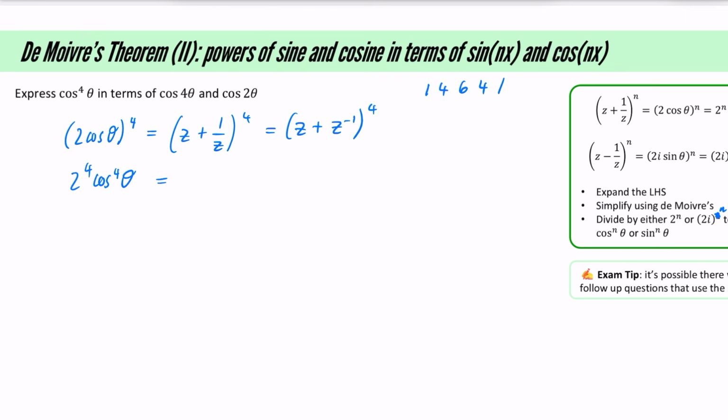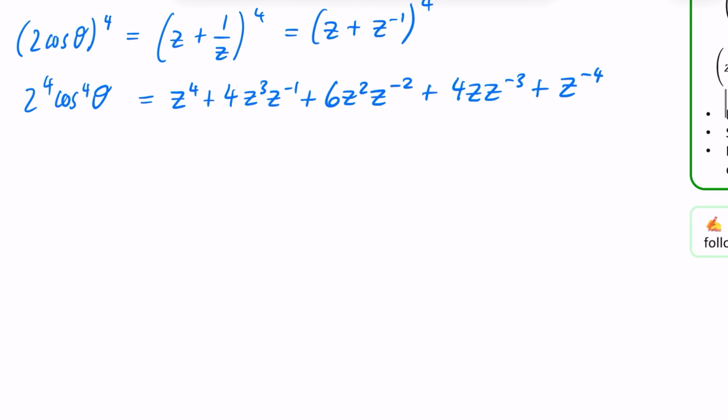4, 1. Okay? So when I do the binomial on this, I will have z to the 4 plus 4 z cubed z to the minus 1. I then get a 6z squared z to the minus 2, a 4z z to the minus 3, and then to finish with a z to the minus 4 for this stuff. So then I can group these things together. So I have the z to the 4 and the z to the minus 4. This one goes with this one, and then we've got the remaining part just in the middle.